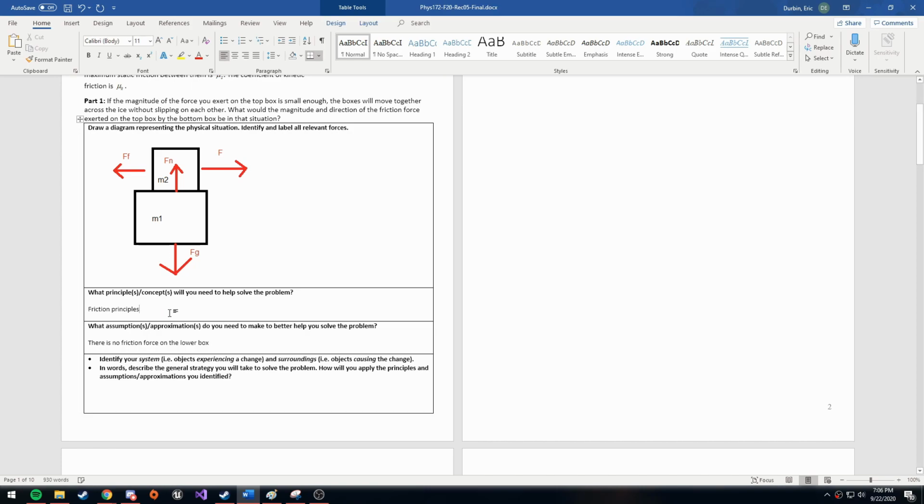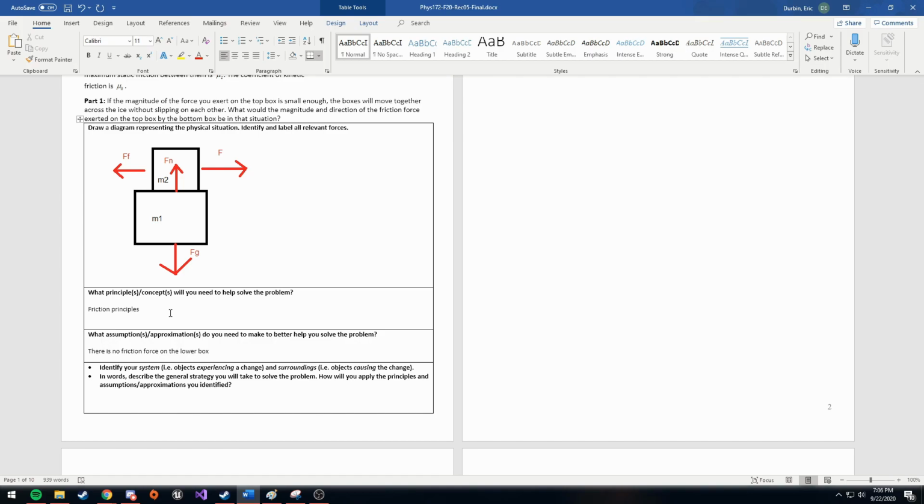Okay, cool. For principles, we're just doing the friction principle and what was the other one? I think that's it. I just said equations of friction. Okay.